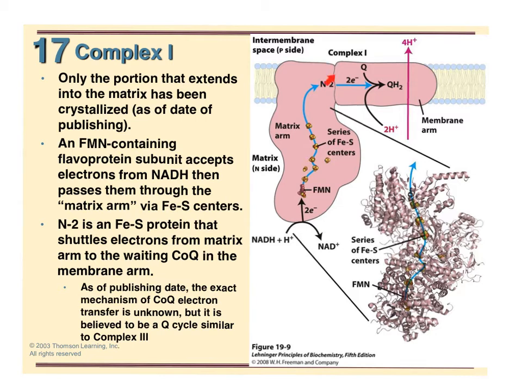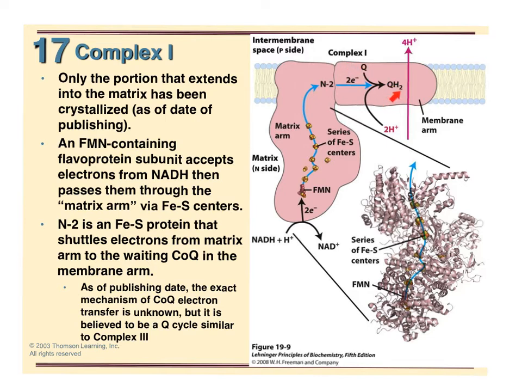One of the subunits here is called the N2 subunit, and I don't know why. It is also an iron-sulfur protein, but this N2 subunit is what's going to hand off the electrons ultimately to coenzyme Q. So this would be the quinone.